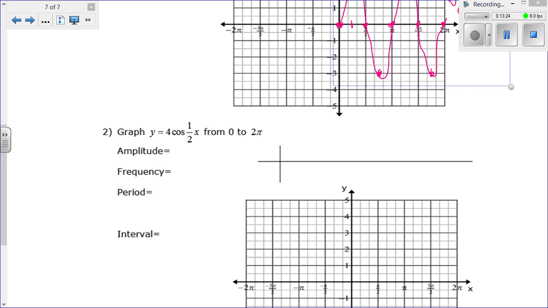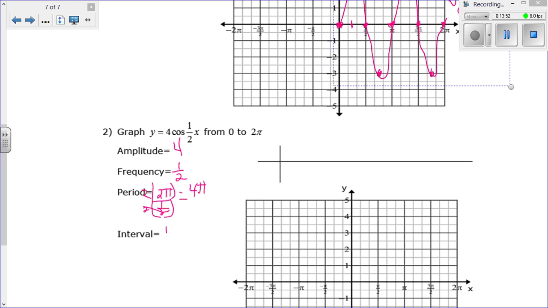All right, one more graph. Graph y equals 4 cosine 1/2 x from 0 to 2 pi. My amplitude is 4. My frequency is 1/2. My period is 2 pi divided by b, which is the frequency. 2 pi divided by 1/2 means I'm going to multiply everything by 2. So I'm going to end up with 4 pi. The denominator will cancel out.